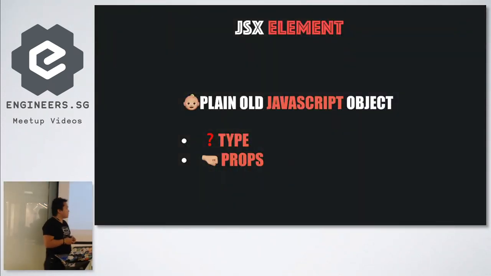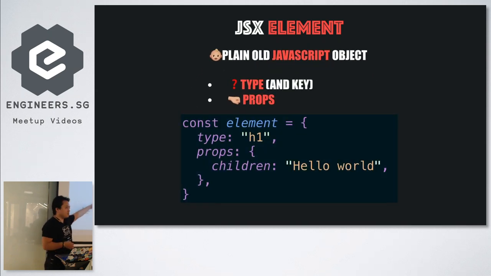We'll start off with what a JSX element is. Everyone should know what a JSX element is. It's a plain old JavaScript object. It's just an object. It has two primary keys. There's actually a couple more, but those are the two primary ones, type and props. And it looks like this, right? This is very not alien to everyone here. You have an object, you have a type, you have props, and inside of them you have a text child called hello world.